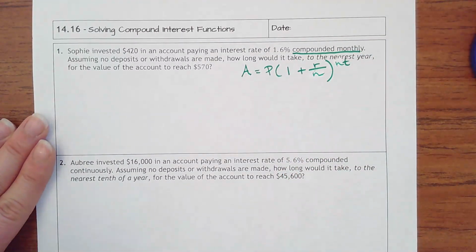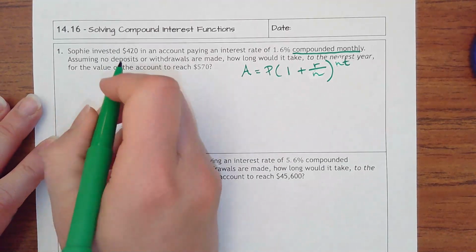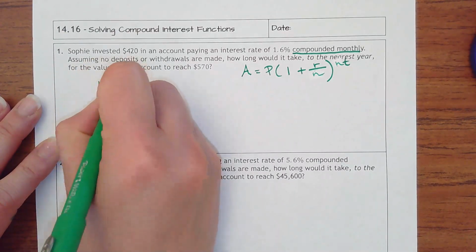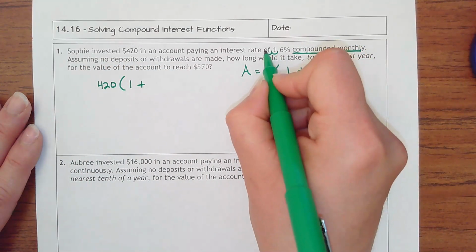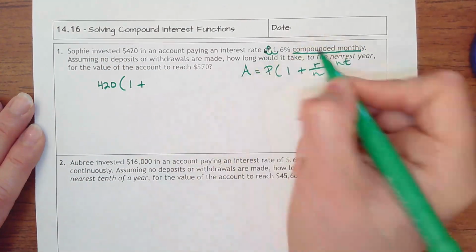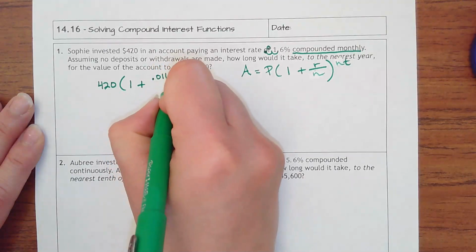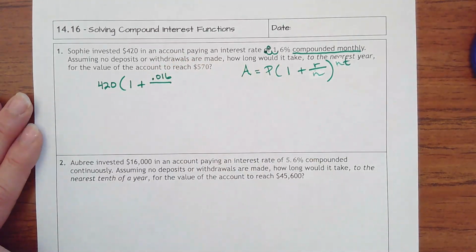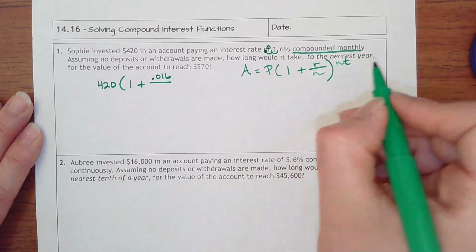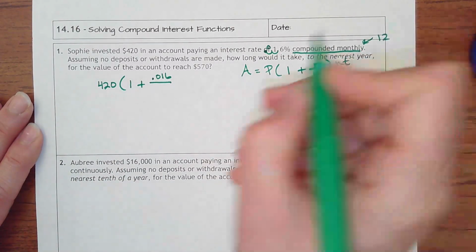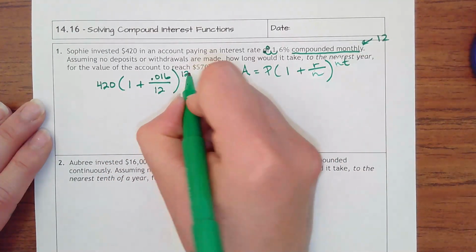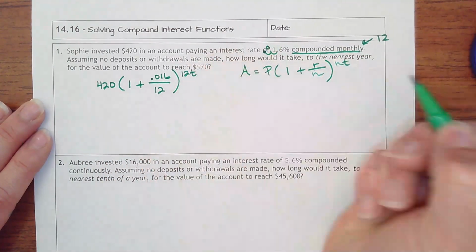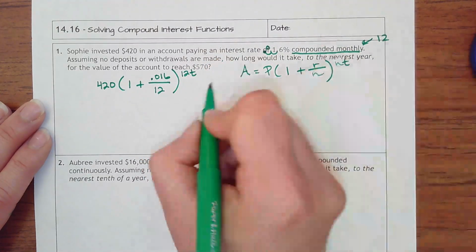Okay, so we've got that it's starting with her $420 she put in, times 1 plus, it's growing at 1.6%, change that into a decimal, so it'd be 0.016, divided by the number of times that it's getting compounded. Monthly would be 12 times in a year. And then that's raised to the 12 times in a year for how many years? So I'll put times t. That's what we'll solve for.